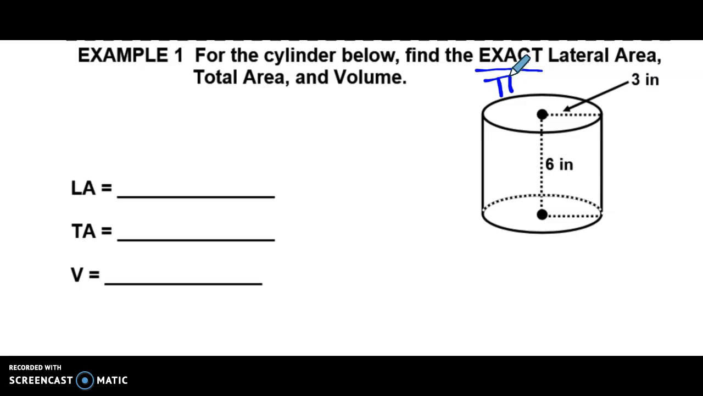So we're going to talk about lateral area right now, and that formula, again, remember, is 2 pi times my radius times my height. They gave us the radius. The radius is from the center of my circle all the way to the side, and they told me that was 3. And then they also gave me my height right here as 6. So my formula for lateral area will be 2 pi times my radius of 3 times my height of 6.